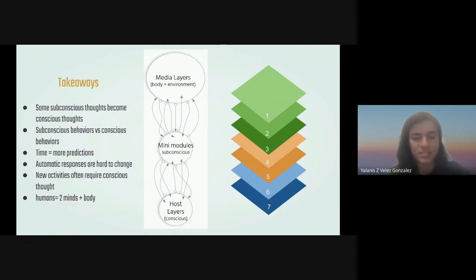Okay, so this is a pretty broad view of the HSI model. We can actually go deeper into these three components that we've learned about: the media layers, the mini modules, and the host layers. We can talk individually about the 7 layers, but I think that having an understanding about how this big 3 components work can help ease that transition into thinking about the layers individually. So we'll just leave it at that. And I want to discuss some takeaways from the model.